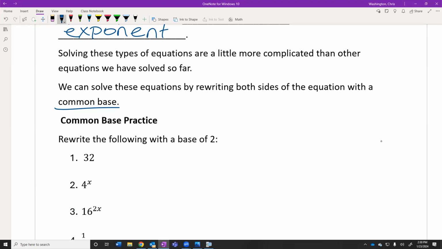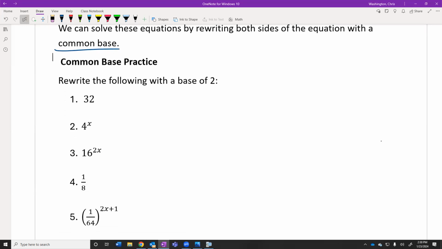So we're going to look at a couple examples just to practice writing these with a common base. We want all of these to have a base of 2. So look at your powers chart that I printed out for you guys. Find the powers of 2 on there. We're going to make all 5 of these have a base of 2. They all look very different at the moment. 32, 4, 16, 1 over 8, 1 over 64 would be the bases. We're going to make all of those bases a 2.